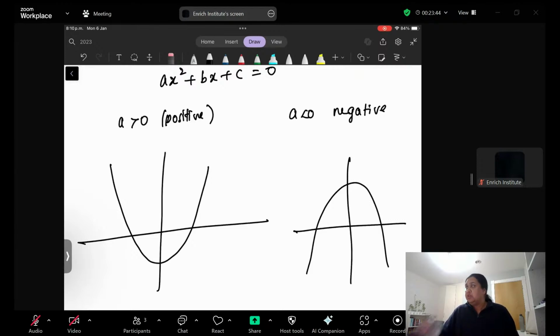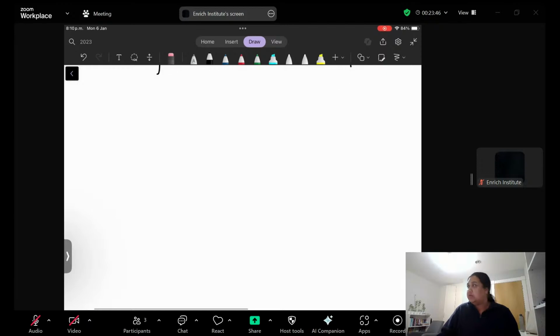So now with respect to inequalities, you might get questions like x square minus 2x minus 8 is less than or equal to 0. So you will have to solve this.